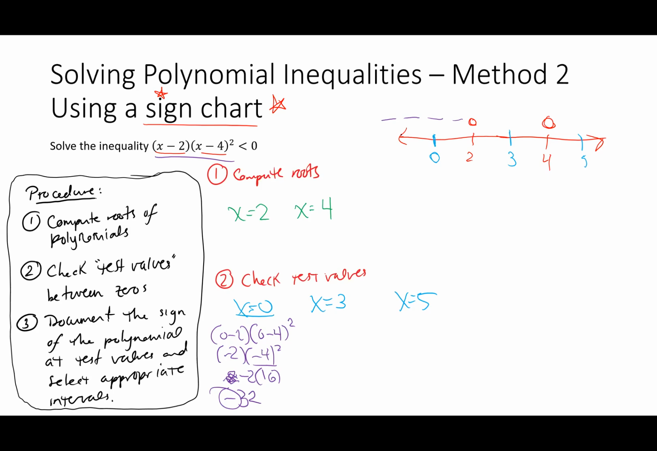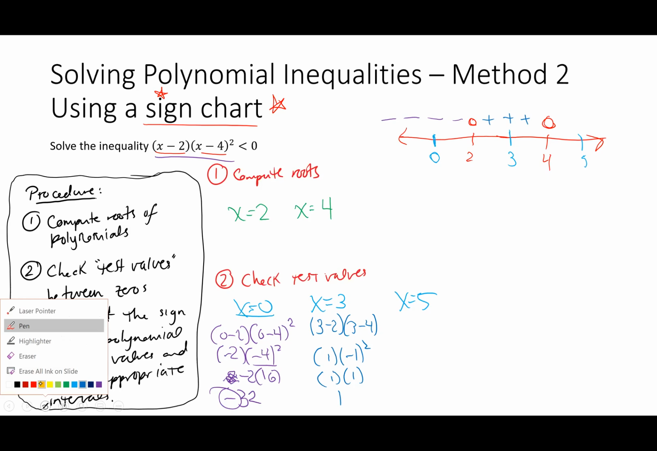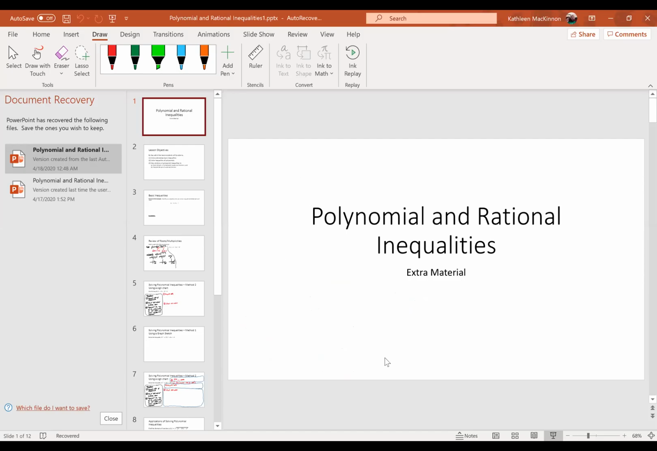Now let's see what happens in between 2 and 4. For this one, I'm going to use a dark blue. I do the same thing I did before with 0. I plug 3 in. And I end up with 1 times 3 minus 4, that's negative 1, squared. I'm going to square that, so I get 1 times 1, that's 1. Note here that this is a positive 1, so what I know is the polynomial is above the x-axis in between 2 and 4.